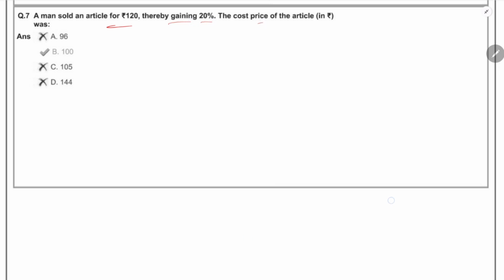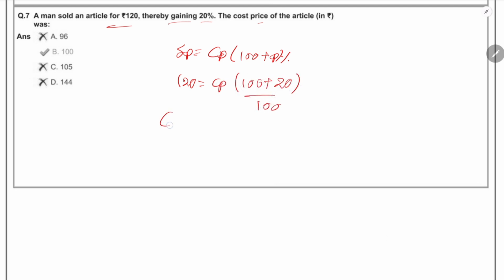The cost price of the article is... we know that selling price is equal to cost price into (100 plus the profit percent) divided by 100. The selling price is 120, and we have to find the cost price. So CP is equal to 120 into 100 divided by 120. So the final cost price is 100.